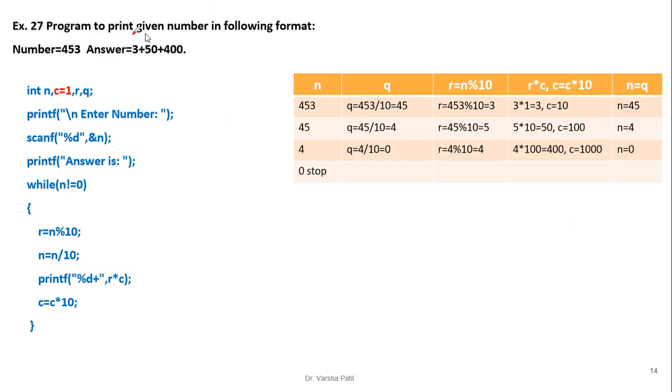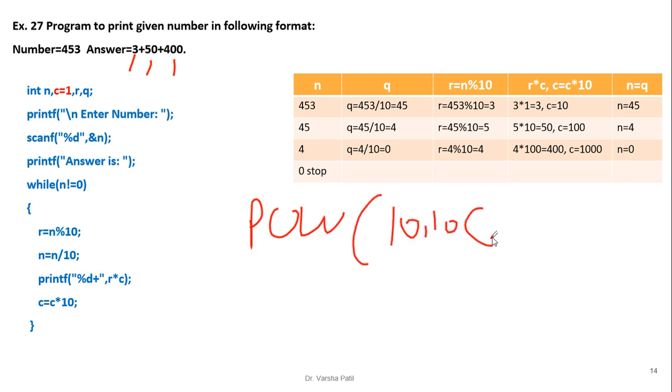Now a program to print the given number in the following format. Here also it is very easy for you to understand. The first number is multiplied by 1, the second number by 10, the third number by 100. Here you can use the power function, or you can use a different logic. When using the power function, what do we need to do? Power, 10 raised to comma location. Initially the location is 0, so 10 raised to 0 is 1. Next 10 raised to 1, 10 raised to 2. In this way also we can build the logic.